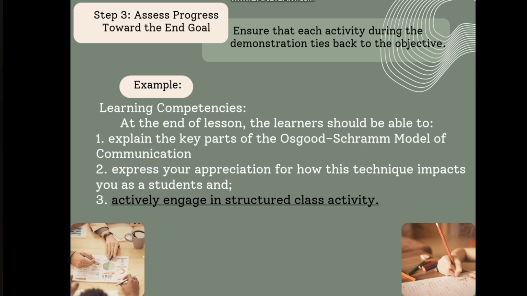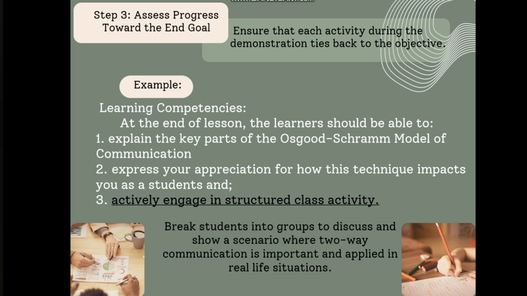Now, for step 3, assess progress toward the end goal. Ensure that each activity during the demonstration ties back to the objective. There, you can assign students to break into groups, discussions, and act out scenarios where two-way communication is important in order to achieve the objective number 3.